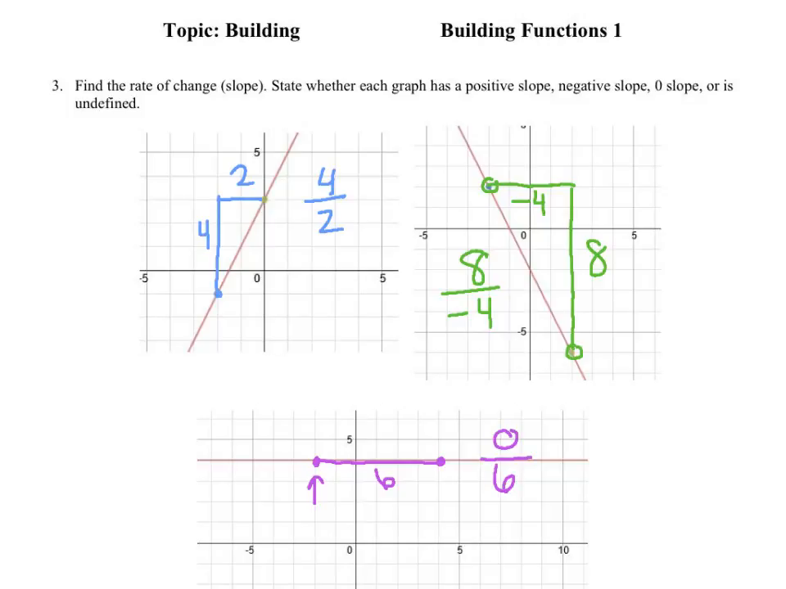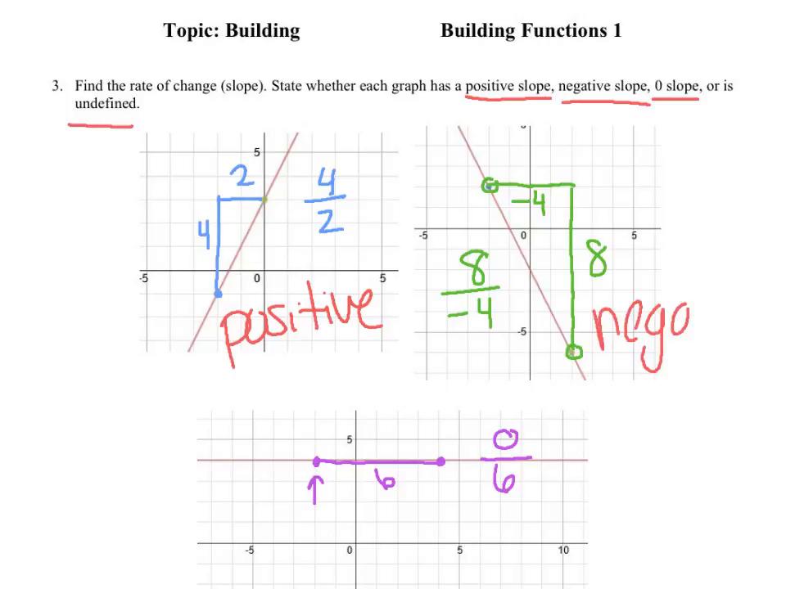The last thing I would like to do is figure out if the slope is positive, negative, 0, or undefined. So this one is going to the right and it's going up. So this one has a positive slope. This one is going down from left to right. So this one has a negative slope. For the last one, this graph is horizontal, so this slope is going to be 0. Can you guess what an undefined slope looks like?